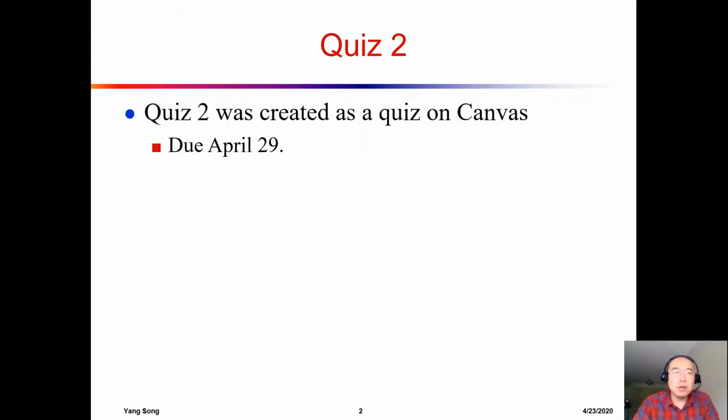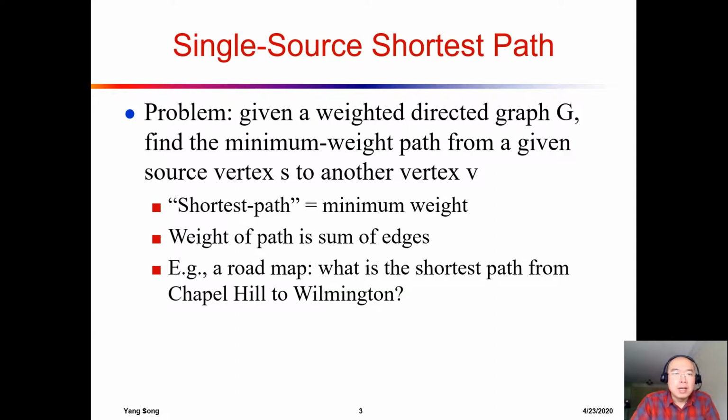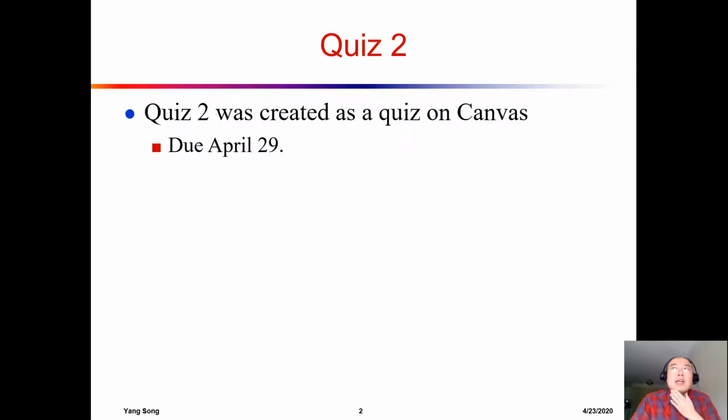If you go to Canvas and click on the quizzes, you will see there is a quiz 2. For quiz 2, you only have one attempt. So try to read the questions and work on them carefully, because you only have one shot at each question. Some of the questions are kind of easy, and there are some true and false questions, and some of the questions are very hard.